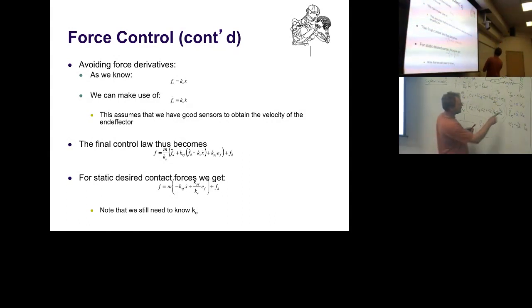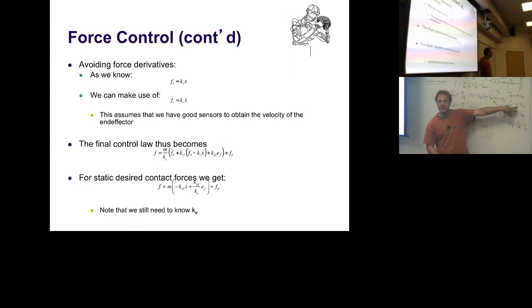And the idea is, instead of using the derivative FE dot equals x dot times KE, if you can measure x dot, which is usually much easier to measure, since we can, for instance, compute x dot from our joint position sensor, if x refers to the end effector, then we get a much, much cleaner signal for velocity. So we would not use the force derivative, we would use x dot times KE rather, and get a cleaner signal. So what's our control law now?